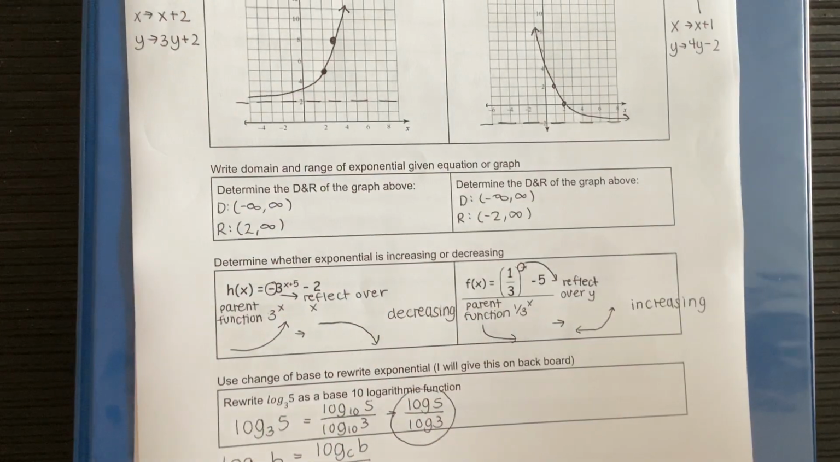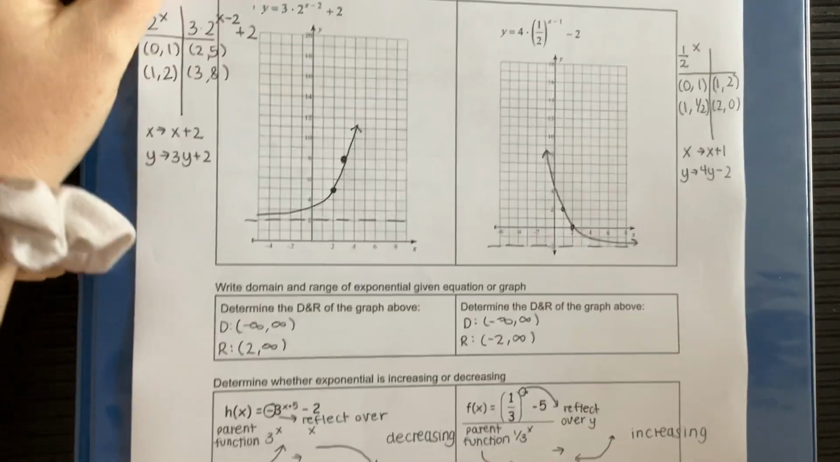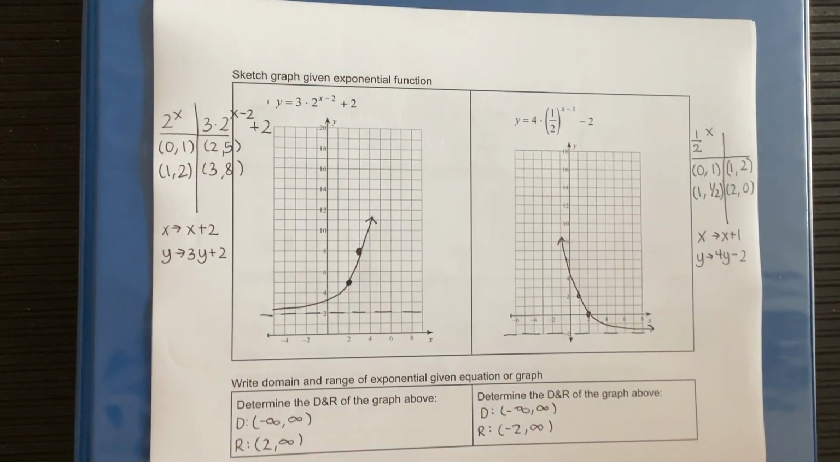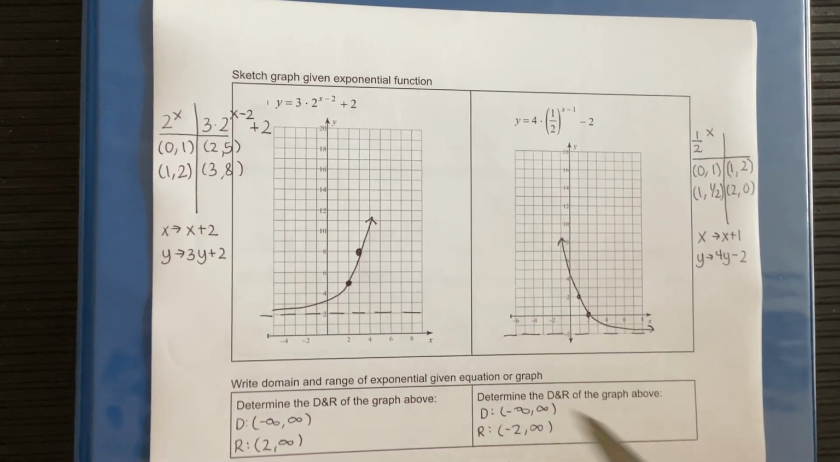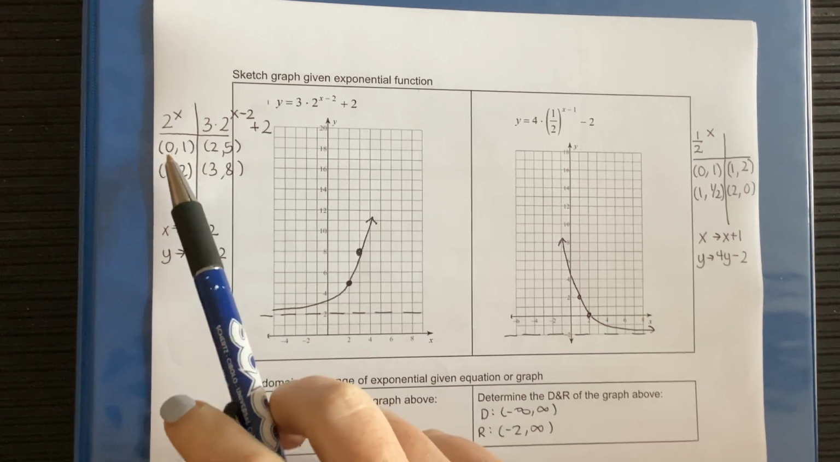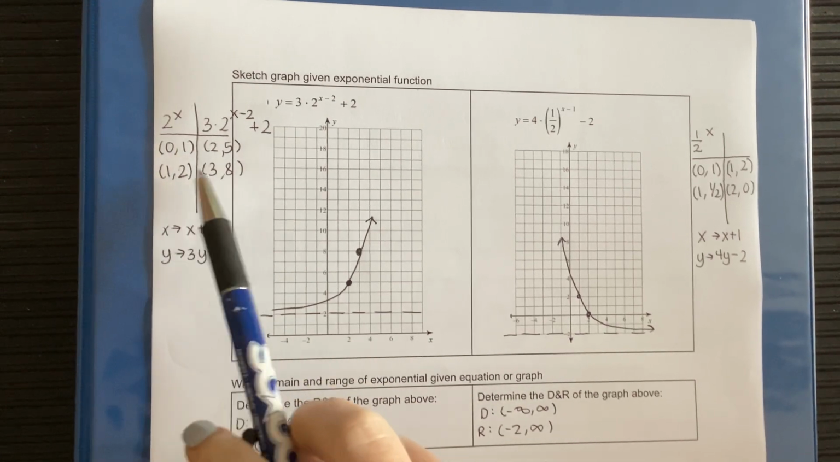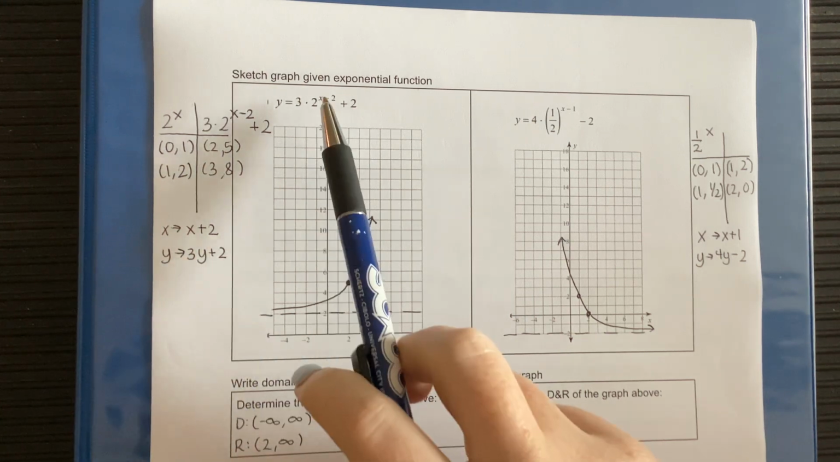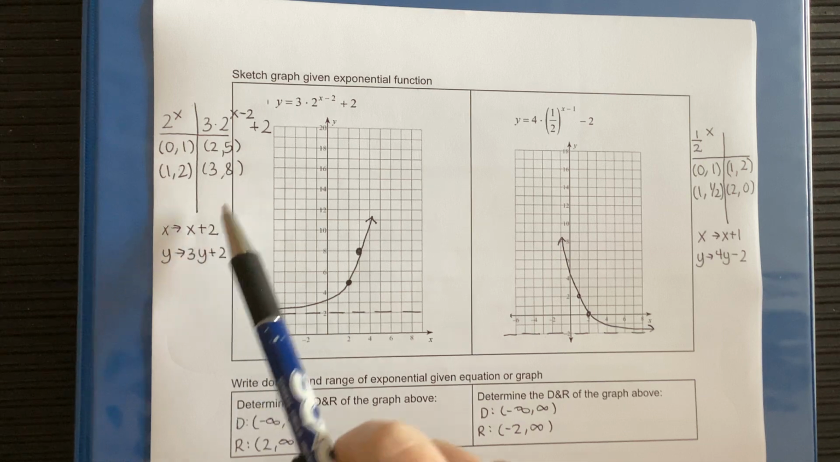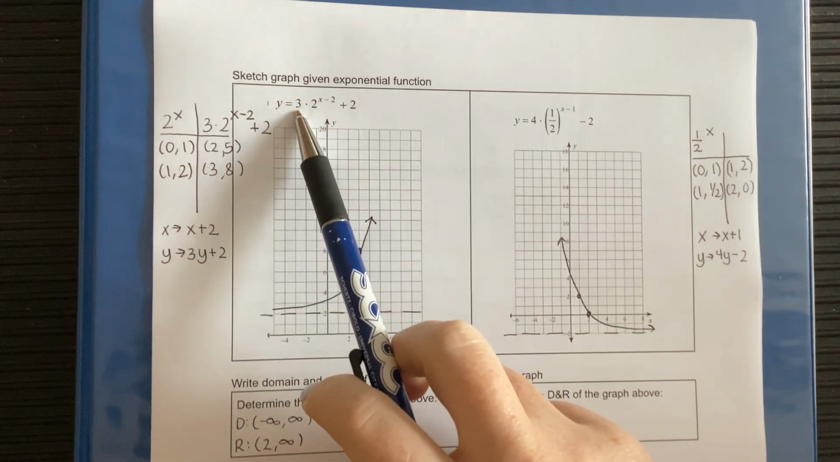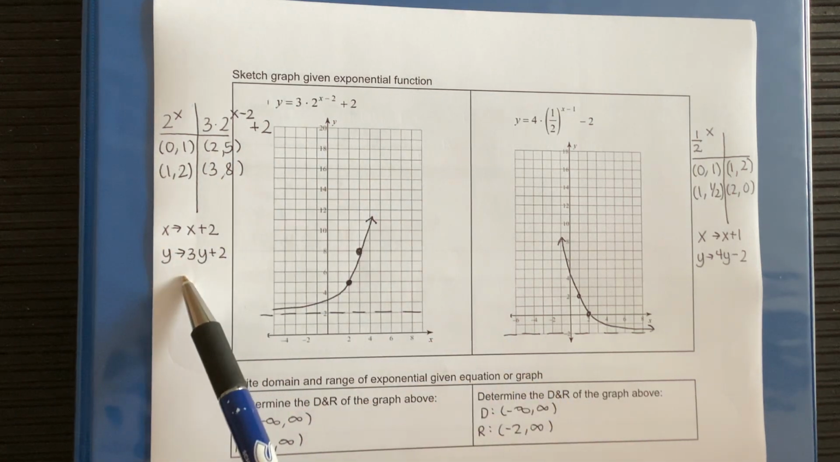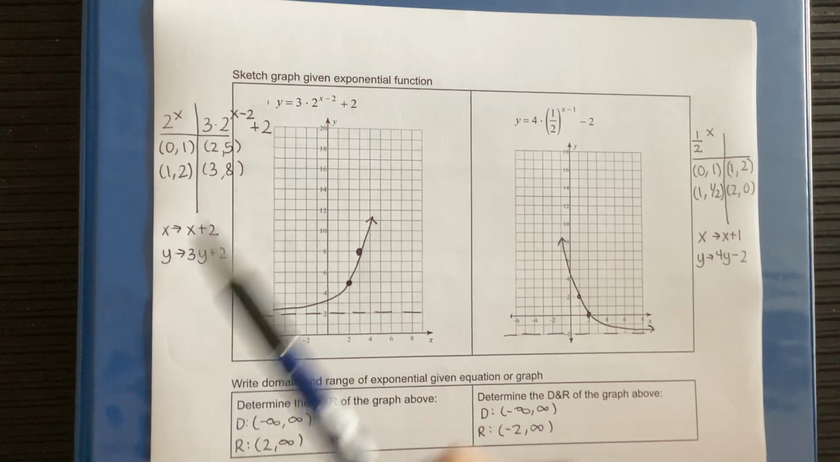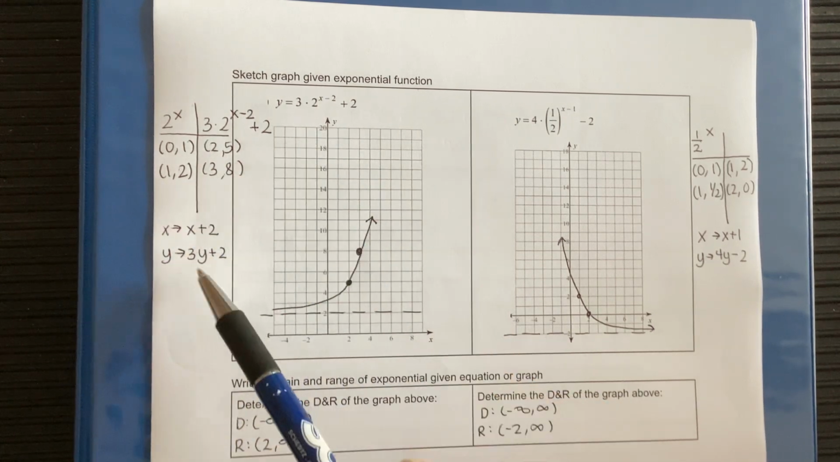Okay, next page. This is sketch the graph given your exponential function. So again, your parent function is always going to be 0, 1, and 1 comma whatever your base number is. And then you need to write your rules. So if we're going right 2, that means we're adding 2. If we have a vertical stretch by 3 and we're going up 2, that rule is 3y plus 2. So your x's are always opposite, your y's stay the same.